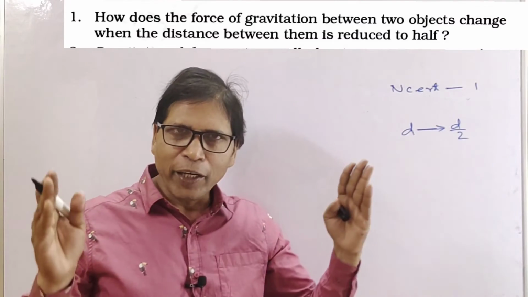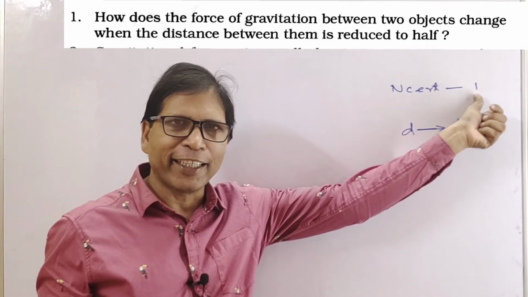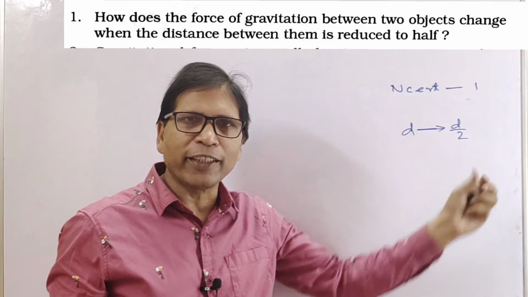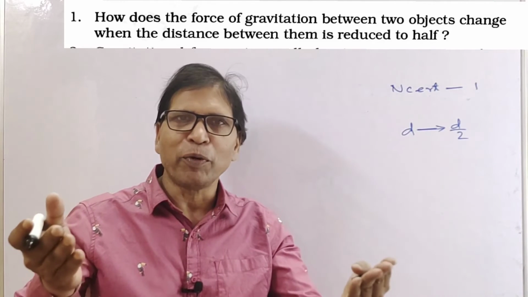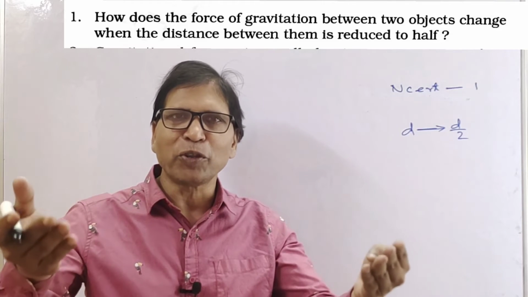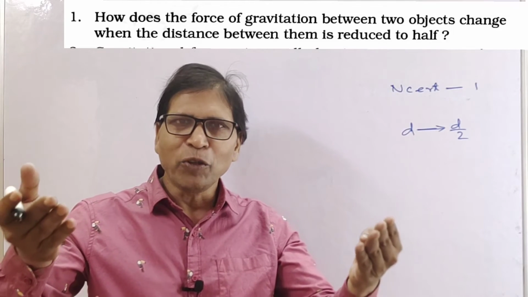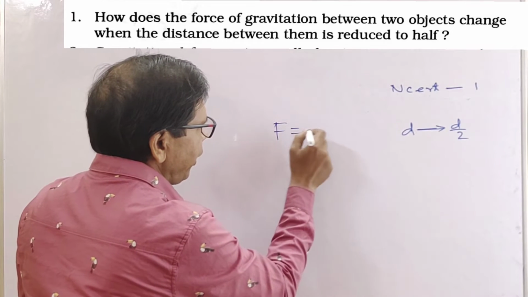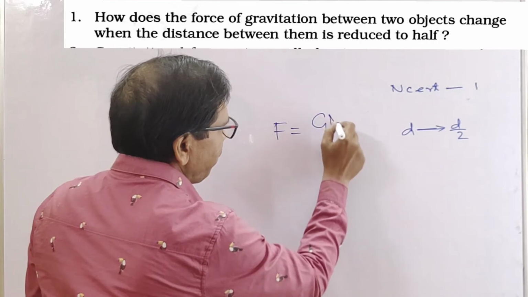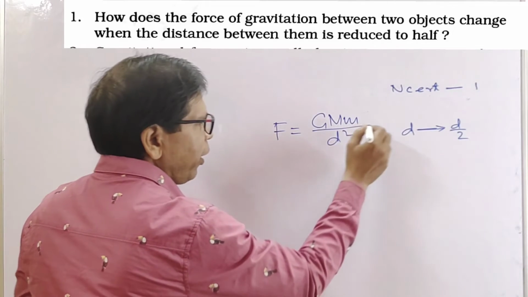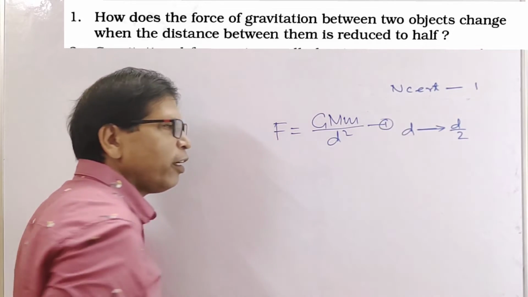Now numerical 1 of NCERT exercise. If the distance of separation between the two objects is reduced to half of its present value, what will be the gravitational force of attraction? First of all, initially the force of attraction F equals G, capital M, small m by d square. This is equation number 1.